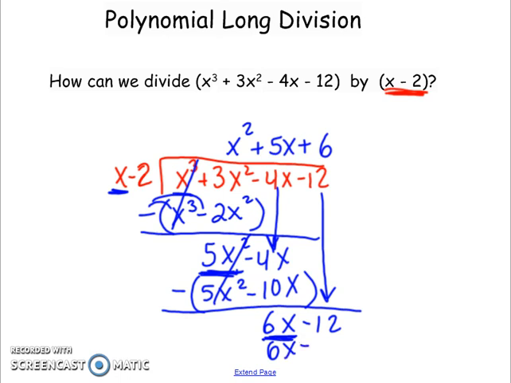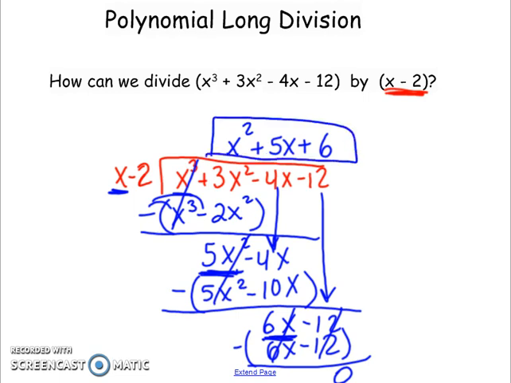6 times negative 2 is negative 12. I'm going to subtract. When I subtract, everything cancels out and I have 0. So that means there's no remainder. And then my answer is x squared plus 5x plus 6.